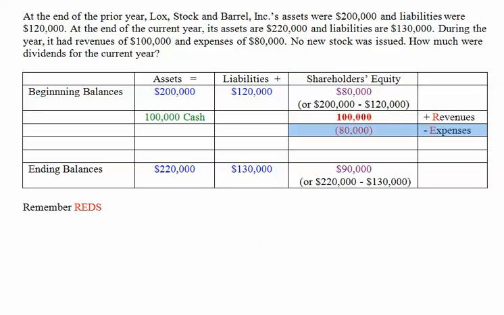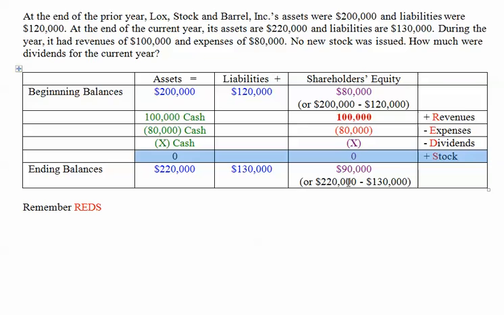The other is that we're told expenses were 80. Again, I can assume cash. It's not necessary to make that assumption, but we'll go with that. And then we know that dividends make shareholders' equity go down like expenses do, but I don't know that amount, so I'm putting X. And lastly, the S of REDS is stock, and we're told that there was no new stock. So I hope you can start to see here that we have shareholders' equity where we actually have an equation with only one unknown. So I'm going to take this and solve for it.